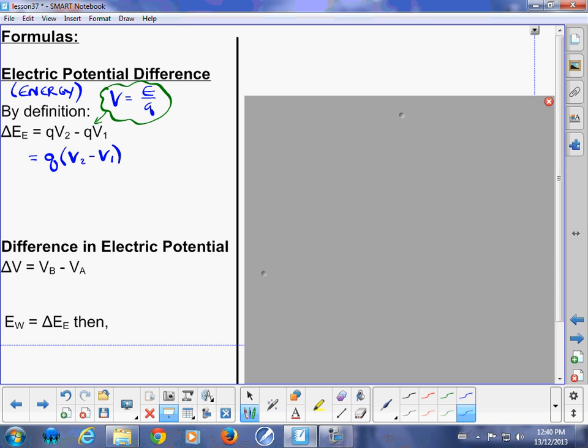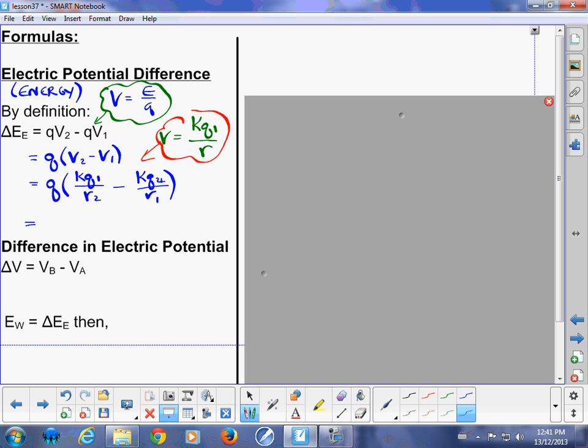And I can replace the voltage with the formula from another previous slide, where we said voltage is just going to be kQ1 over r. So there is the next formula I'm going to substitute in. What we develop then is a formula that looks like this: kQ1 over r2 minus kQ1 over r1.